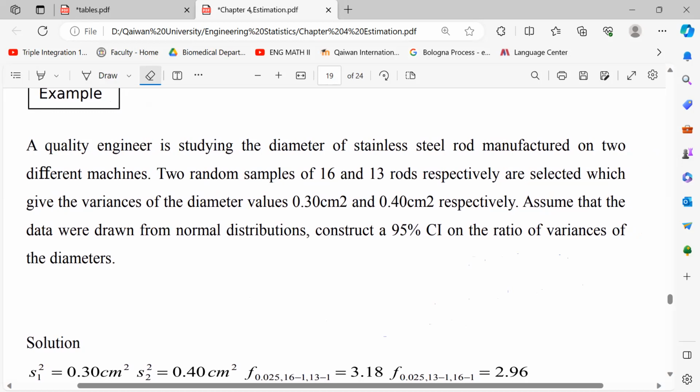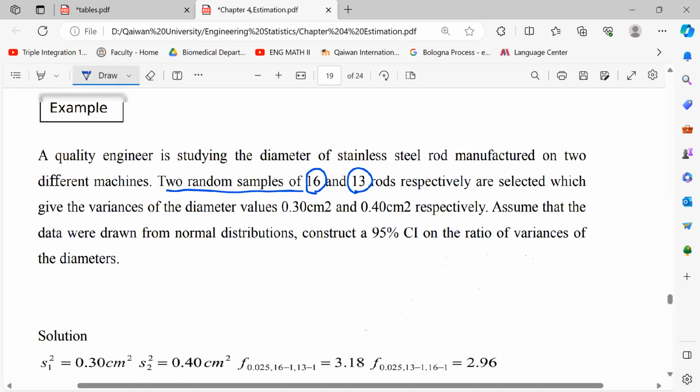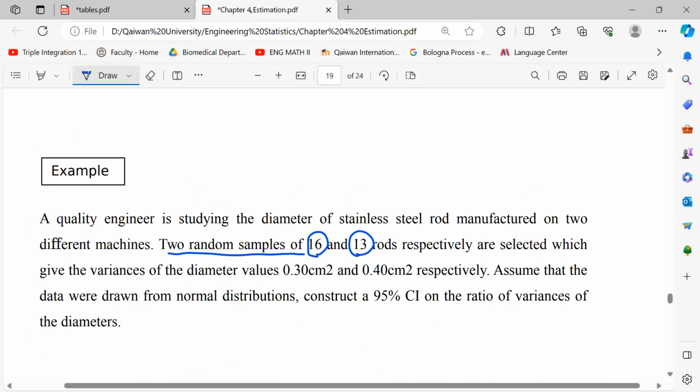We have an example. It says a quality engineer is studying the diameter of stainless rod manufactured on 2 different machines. 2 random samples of 16 and 13. So these are N1 and N2. Okay? These are N1 and N2. N1 is 16.